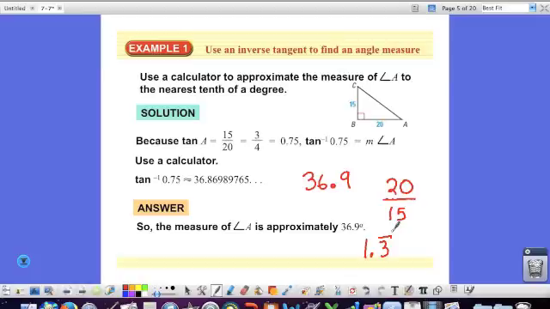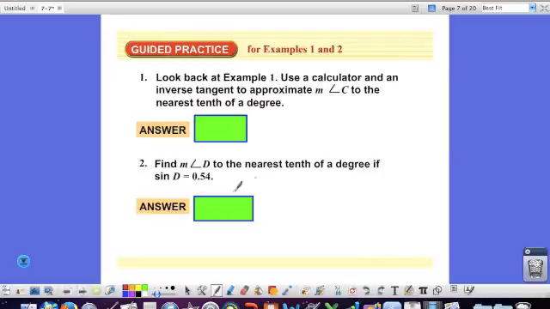So if I go into my calculator, in degree mode, 1.333333333 tangent⁻¹, I get 53.1. And obviously 36.9 plus 53.1 equals 90. I could have also gotten that number by subtracting 36.9 from 90, but once again, I could use the inverse tangent of C to get the measure of that angle.